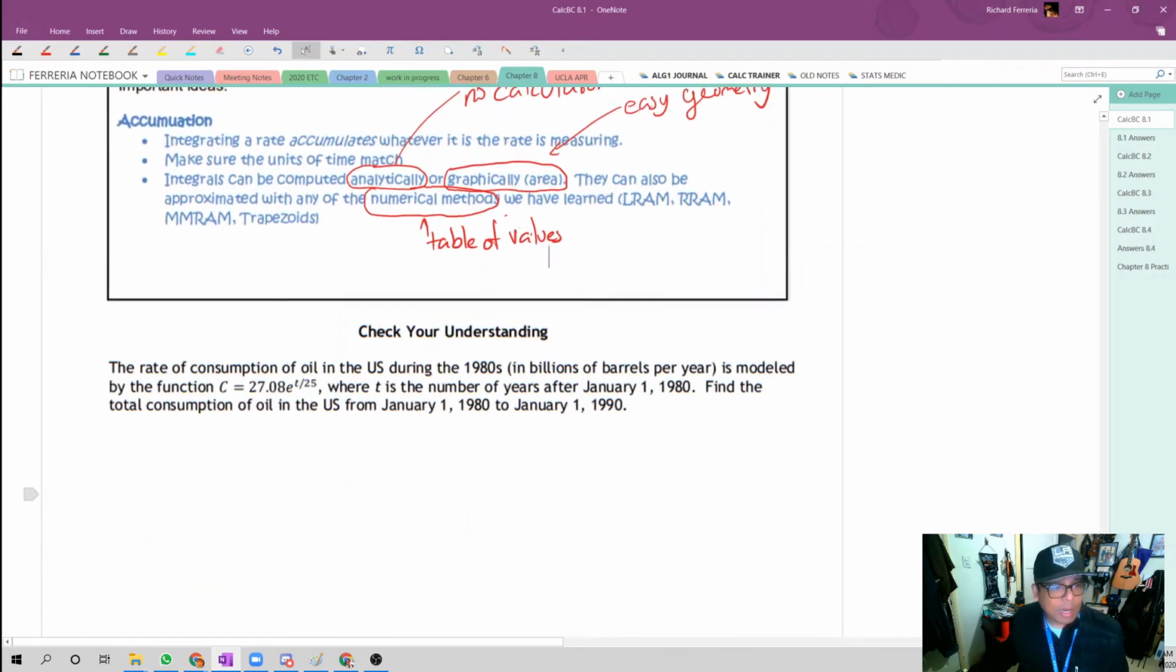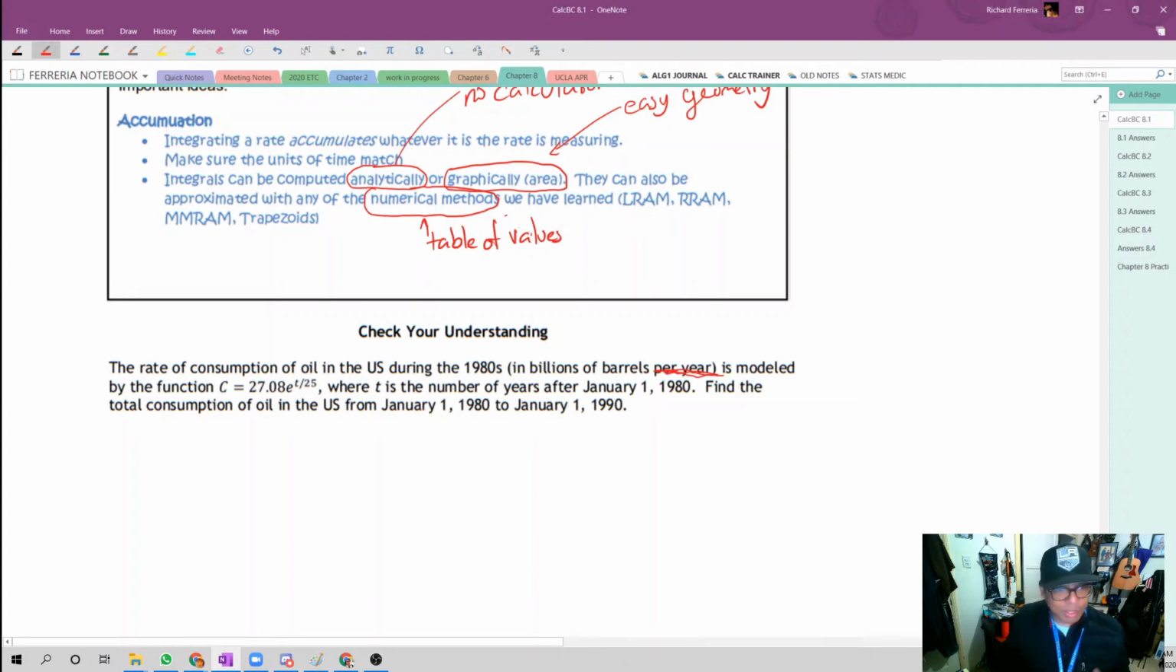Okay. The rate of consumption of oil during the 1980s in billions of barrels per year, I'm already mentally crossing off per year here to look at my units, is modeled with the function C(t) equals 27.08 e to the t over 25, where t is a number of years after January 1st, 1980. Find the total consumption of U.S. oil from January 1, 1980 to January 1, 1990.